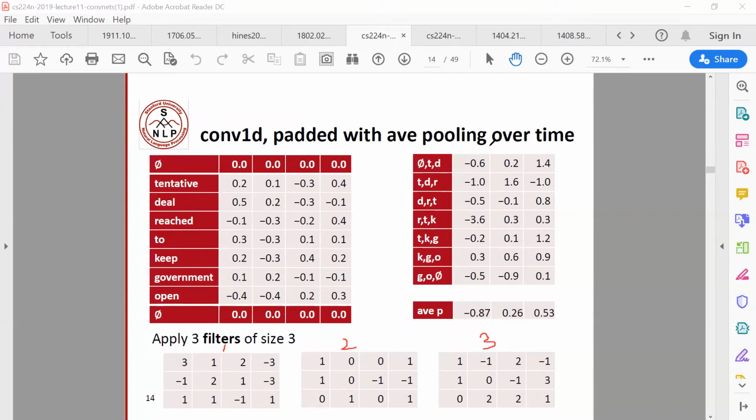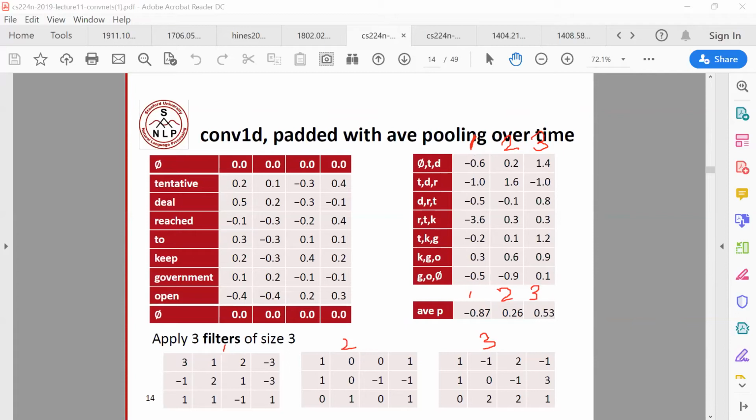So filter number 1 gives us this column of numbers. If we apply filter number 1 to this whole thing, we get this column of numbers. Filter number 2 gives us this column of numbers, and filter number 3 gives us this column. And then for average pooling, we would basically average this column to get 0.87, average this column to get 0.26, average this column to get 0.53. But if it was max pooling, we would take the maximum of each column to get these 3 numbers. So again, the 3 numbers correspond to the three filters. Yeah. Thank you.